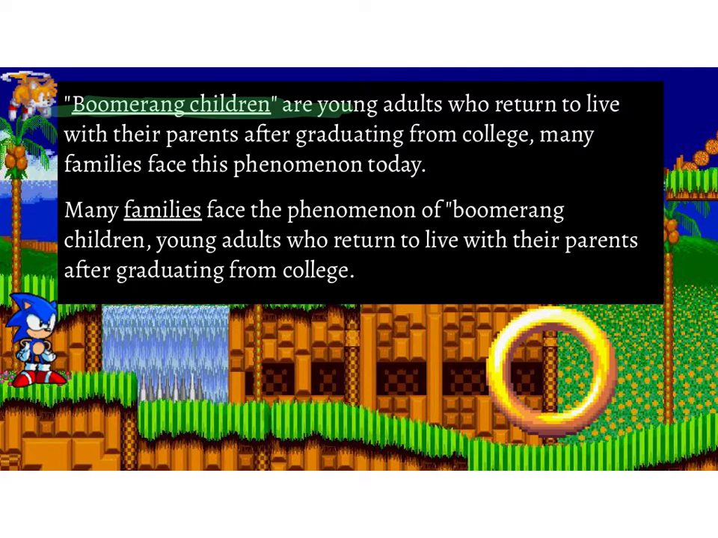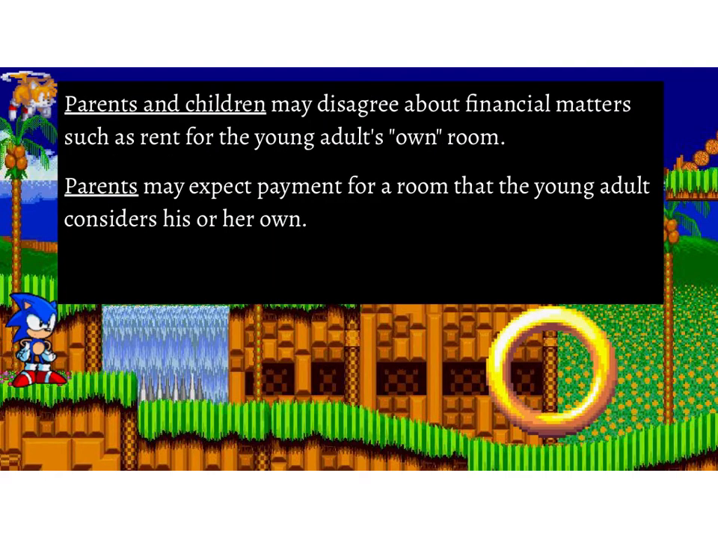Again, in the second sentence, I used families as the subject. Instead of just saying parents and children, I combined them together. Families face. Again, subject and verb right there next to each other, making that sentence a lot more clear.